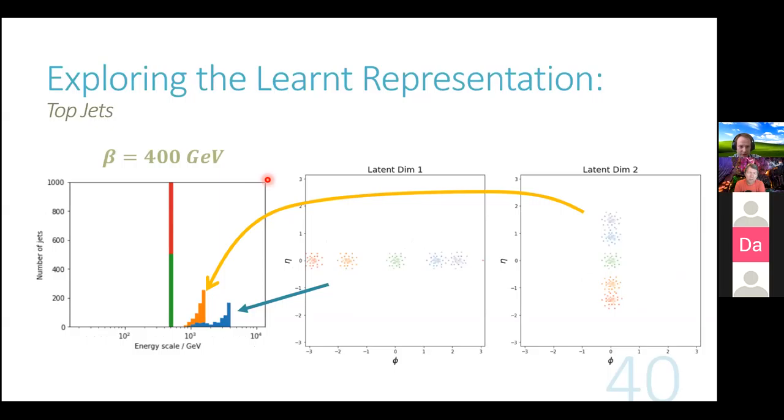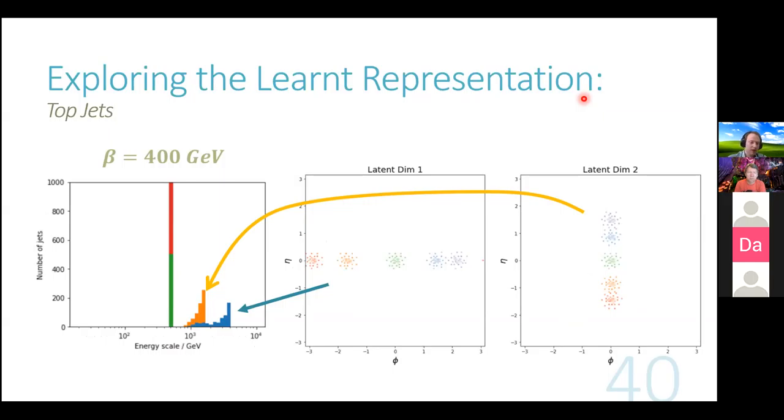You can train the variational autoencoder at different values of beta. Here I've trained it at 400 GeV, which is above the top mass. And so it's going to smear over the internal substructure of the jet. As you see now, it's only learning the position of the jet, and it just gives an average substructure.